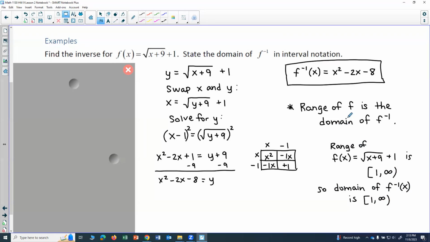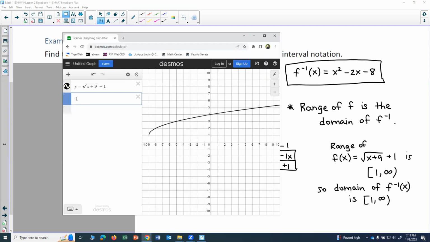Let's graph the inverse and put in this restriction and see what it looks like. So for my second function, I'll put in y equals x squared minus 2x minus 8.